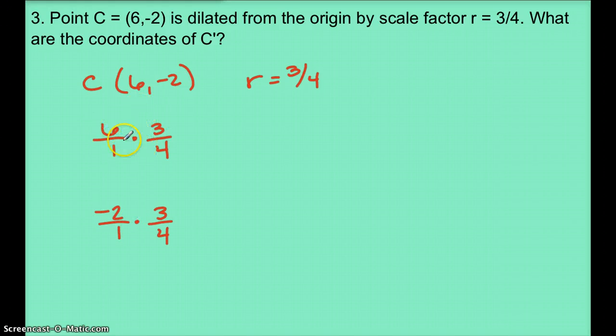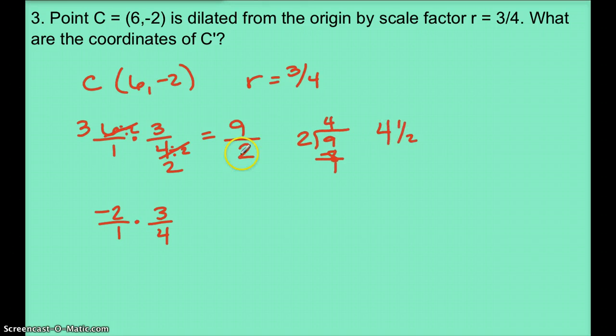Now on this example, I'm going to do the canceling that we've been working on. So I know 6 and 4, you can divide those both by 2. So the 4 will become a 2, and the 6 will become a 3. And then I can go straight across. 3 times 3 is 9. 1 times 2 is 2. Okay. Don't like the improper fraction, so I'll divide that. 2 will go into 9 4 times, and I have a remainder of 1. So this would be 4 and 1/2. So that'll be the first coordinate.